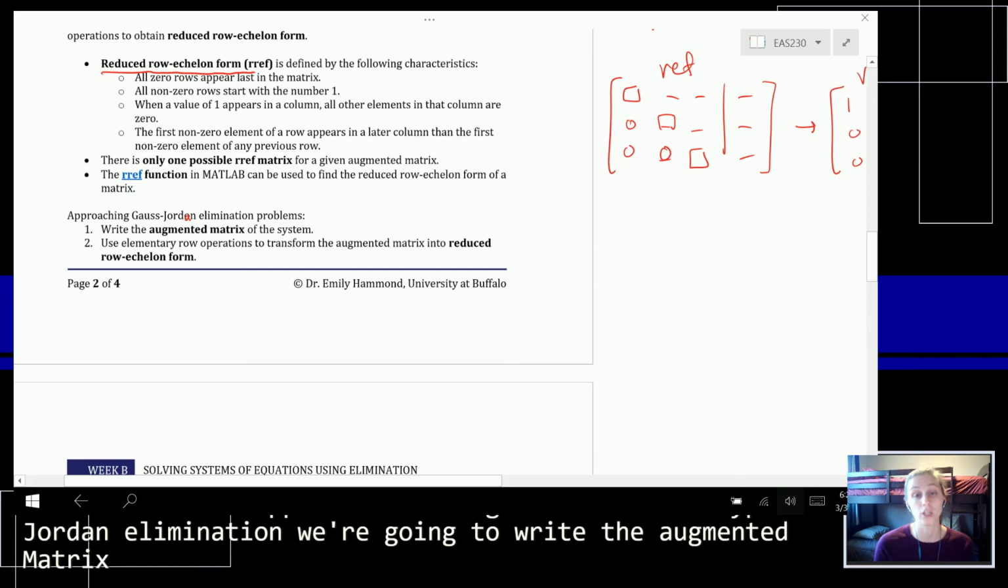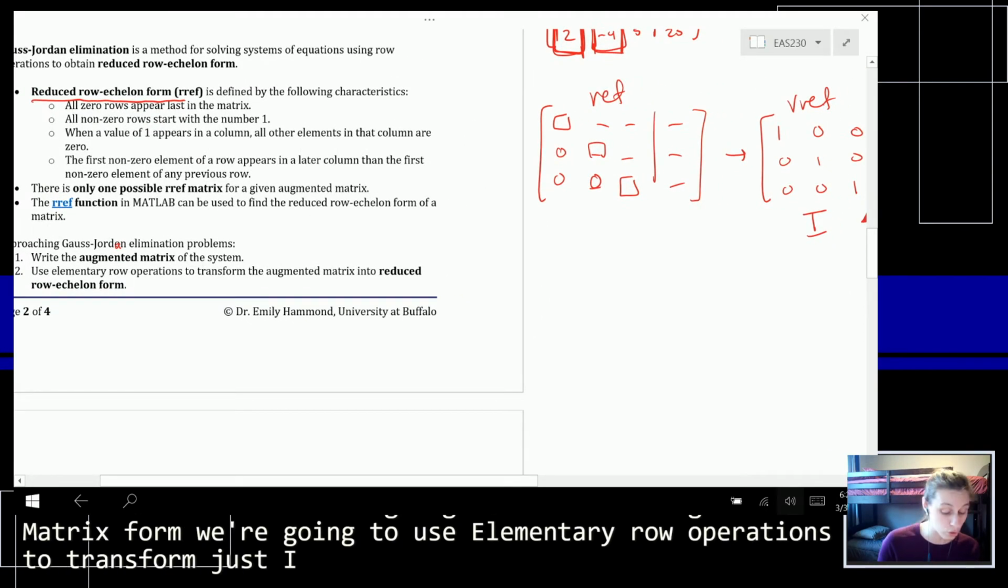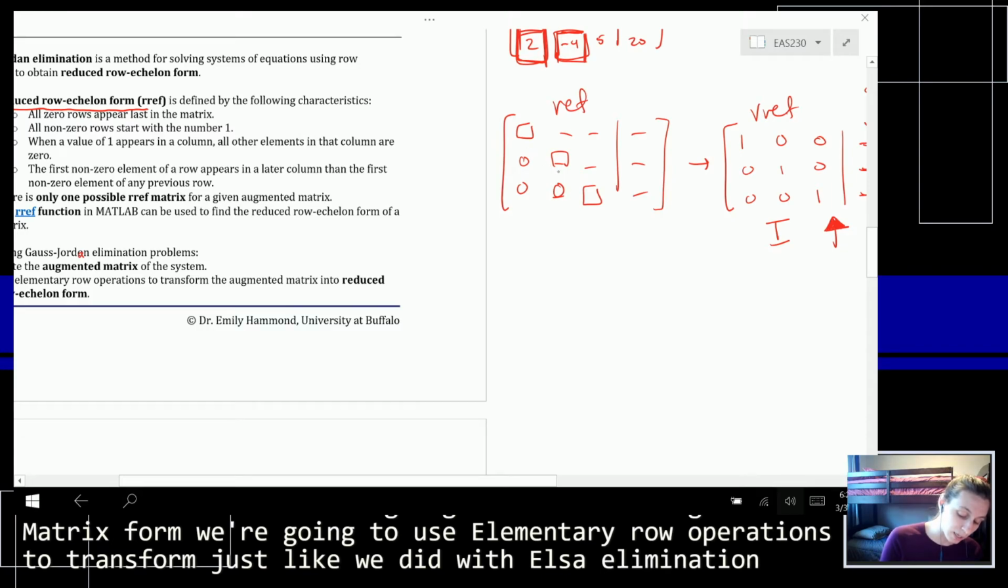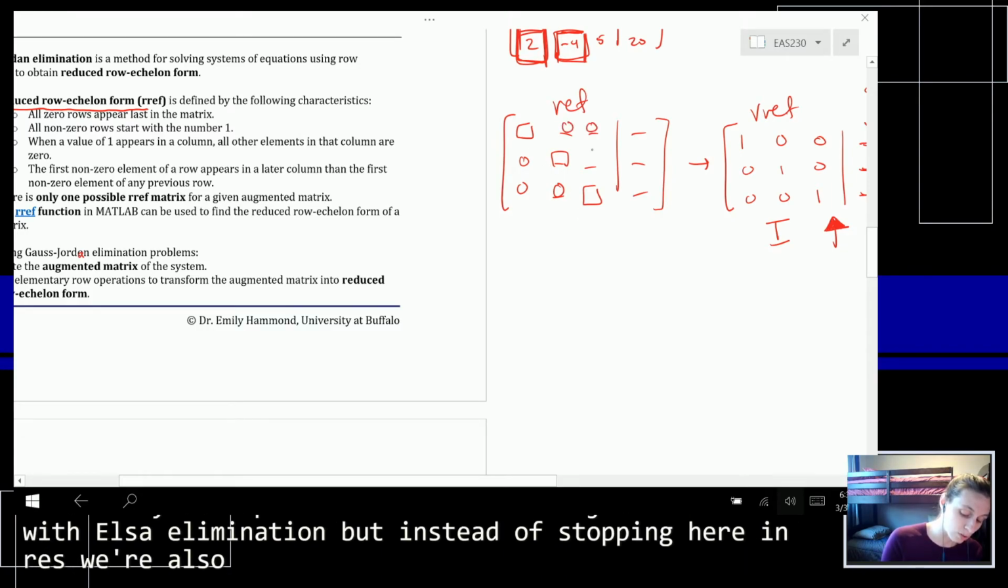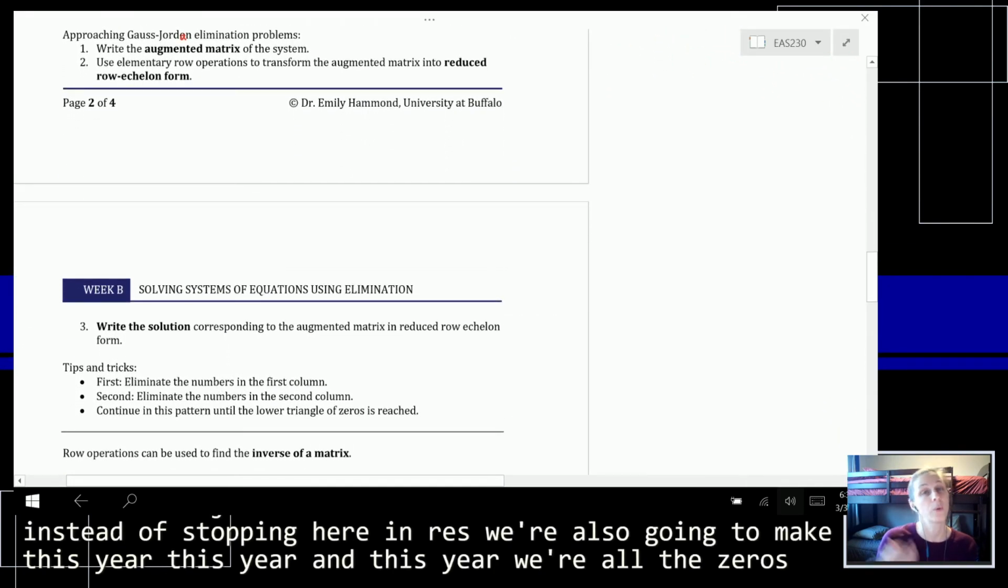matrix form. We're going to use elementary row operations to transform, just like we did with Gauss elimination. But instead of stopping here at REF, we're also going to make this 0, and this 0. We're going to make all the zeros. And then we can write a solution.